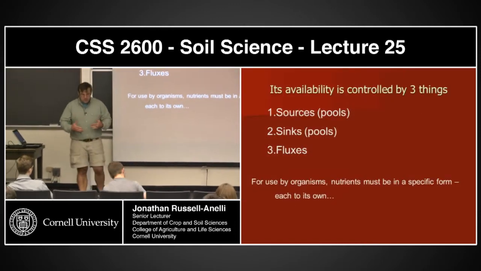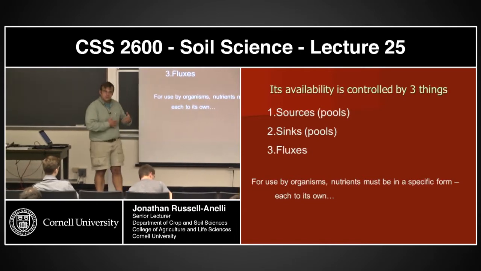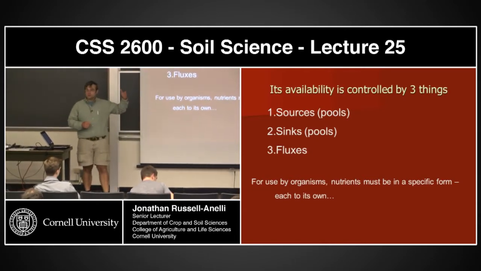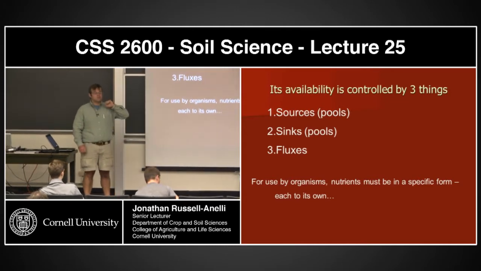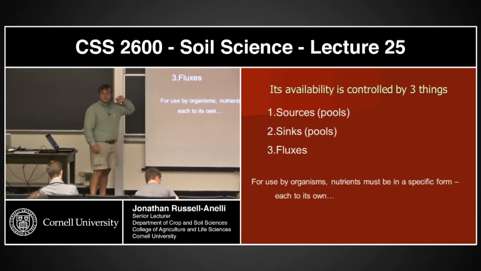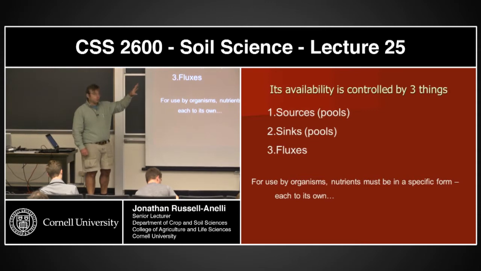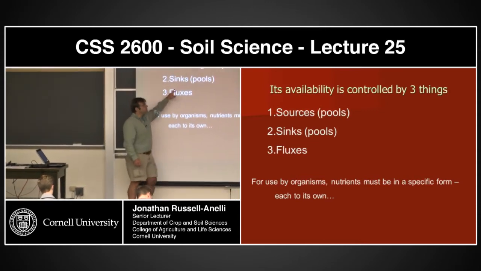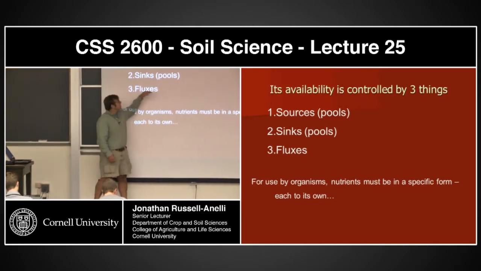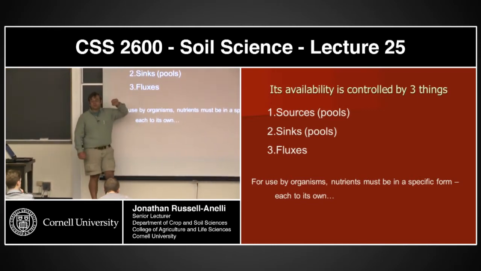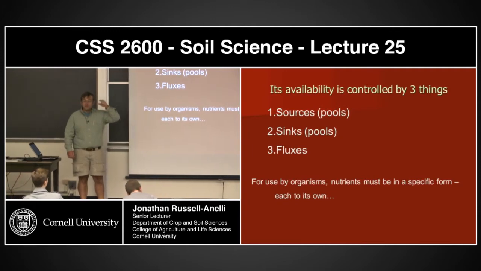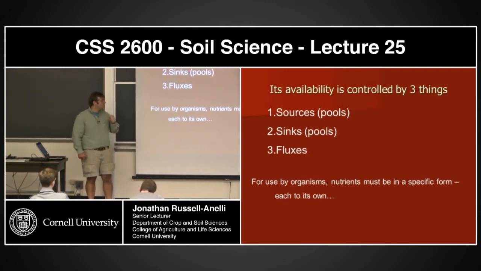If we start talking about nitrogen, as with all nutrients, we really need to start thinking about what we are talking about. The availability of those nutrients is basically controlled by 3 things: the sources of that nutrient, which we would call a pool; the sink, where that nutrient goes, which is also a pool; and the fluxes between those pools. What is controlling those pools and what is controlling the movement of nutrients between those pools?